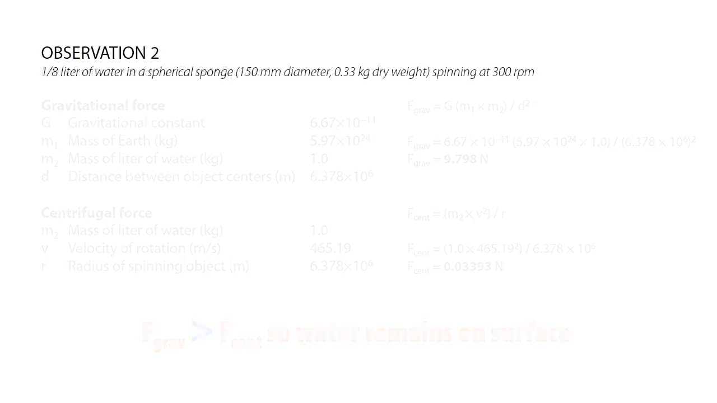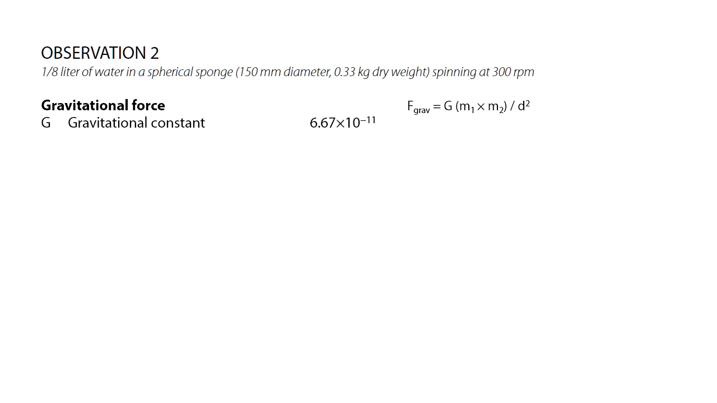Now, let's do the same set of calculations for a spherical sponge soaked with water. Assume a very absorbent sponge with a diameter of 150 millimeters, or almost 6 inches, soaked with 0.125 liters of water, about an eighth, which is about 4 ounces. The ball is mounted on a drill that spins at 300 revolutions per minute. The gravitational constant remains the same.